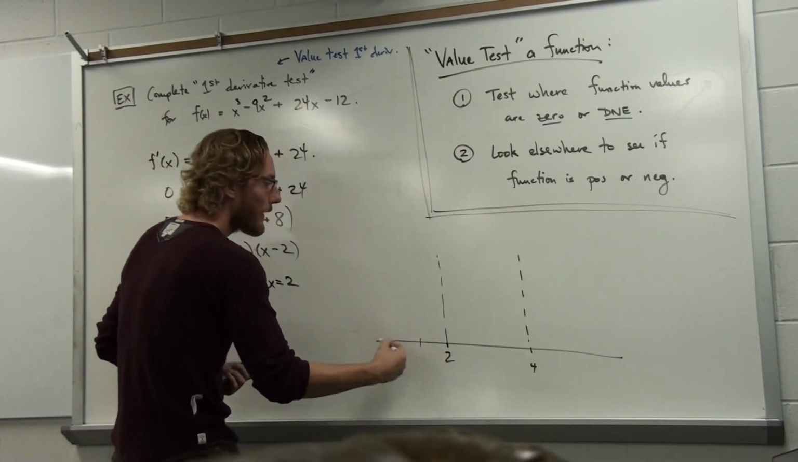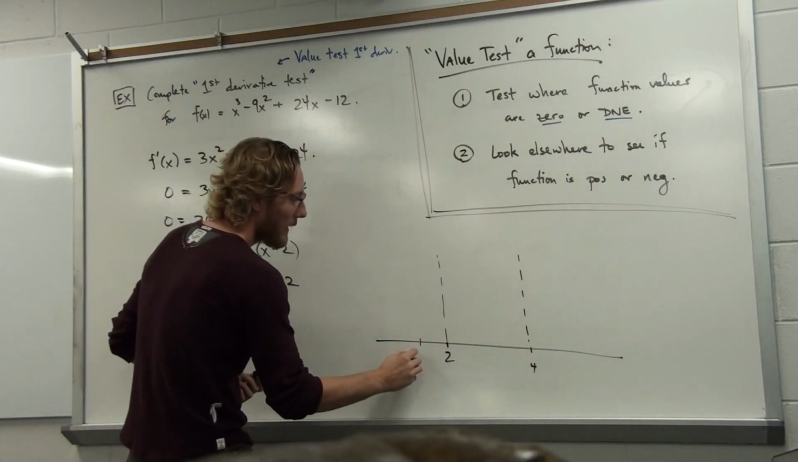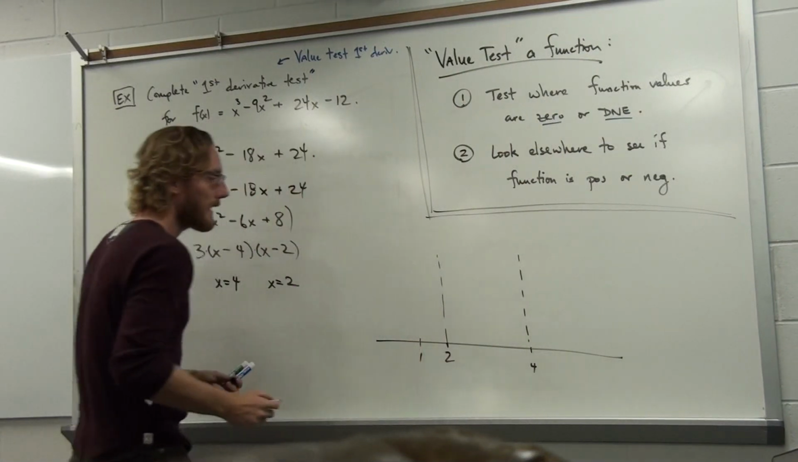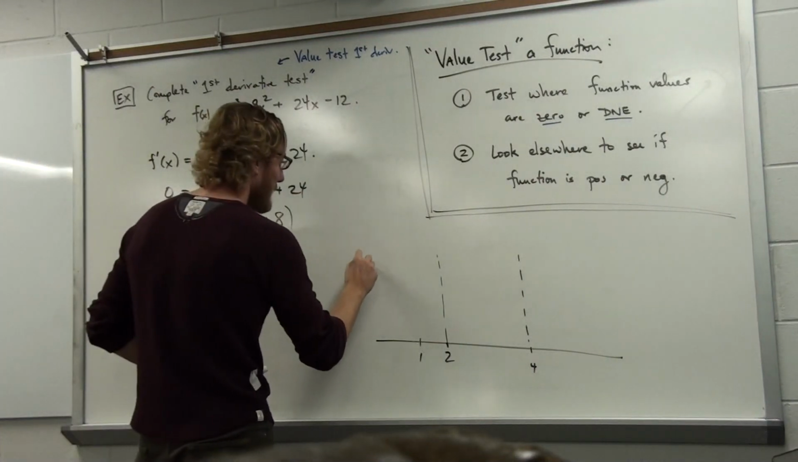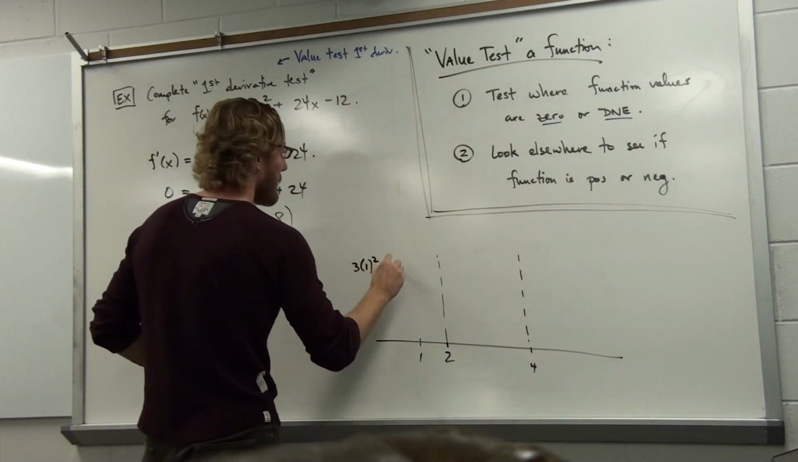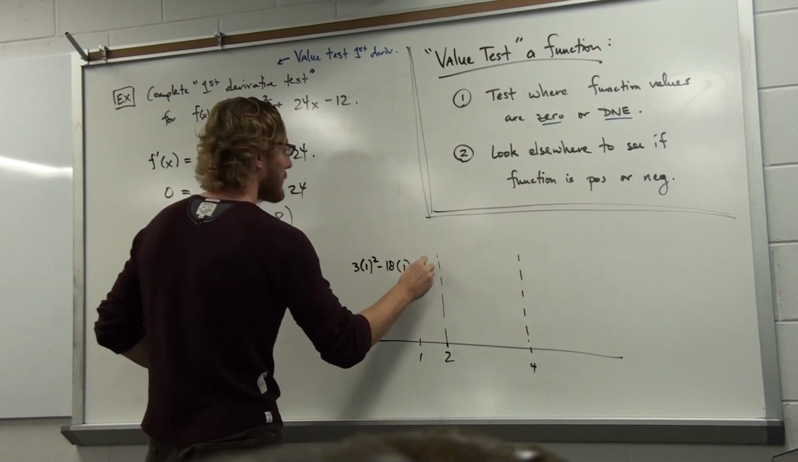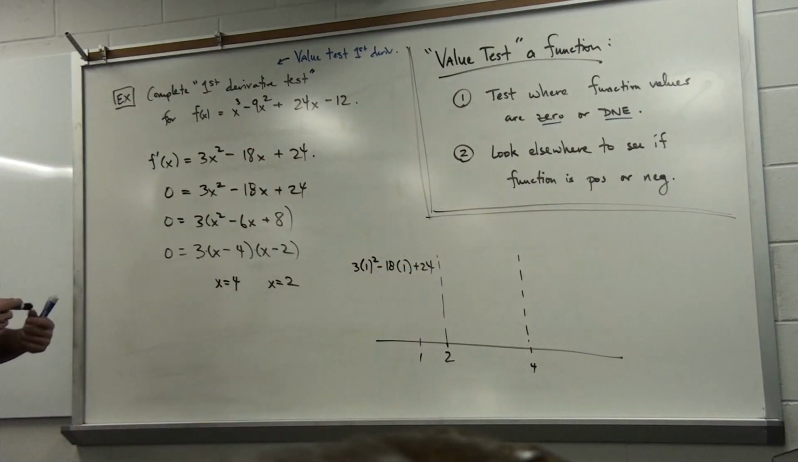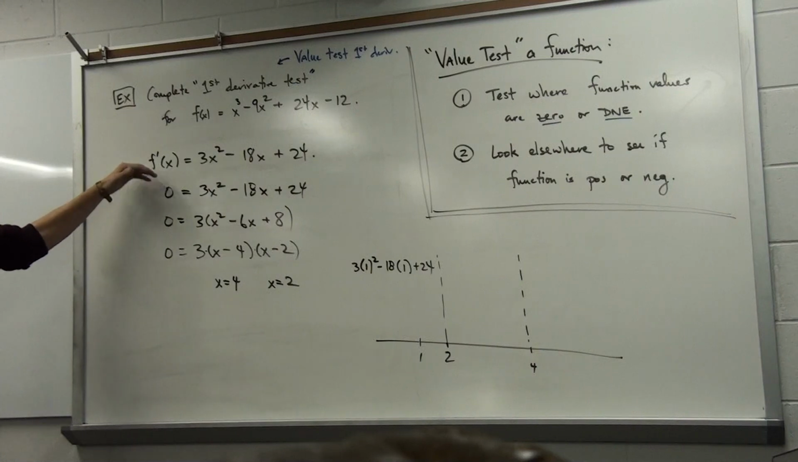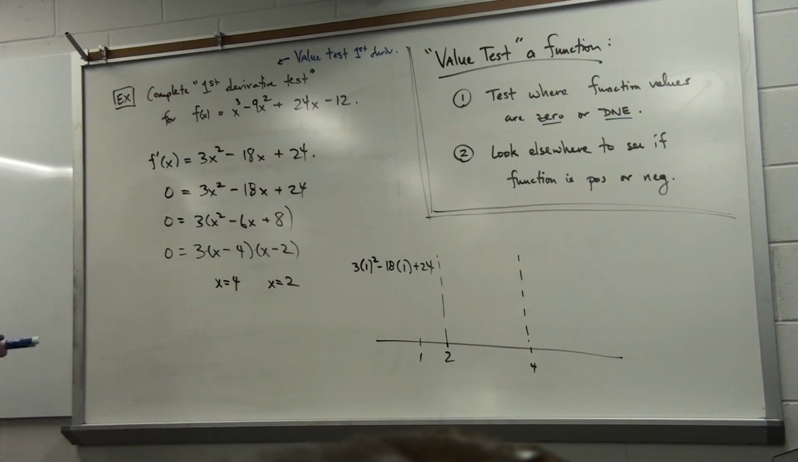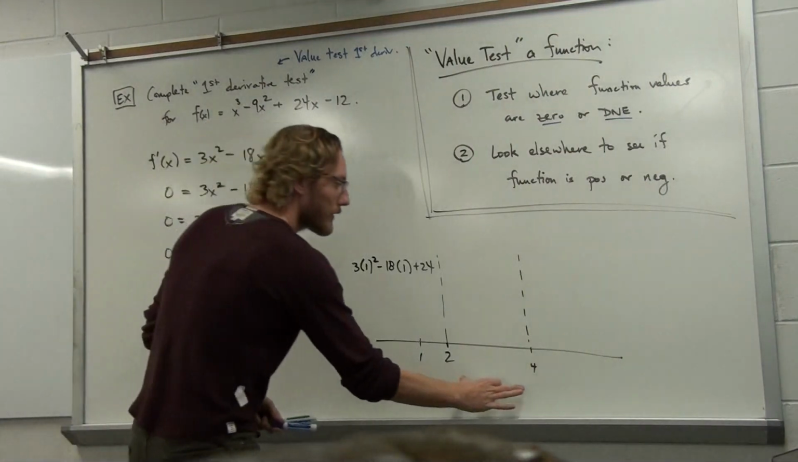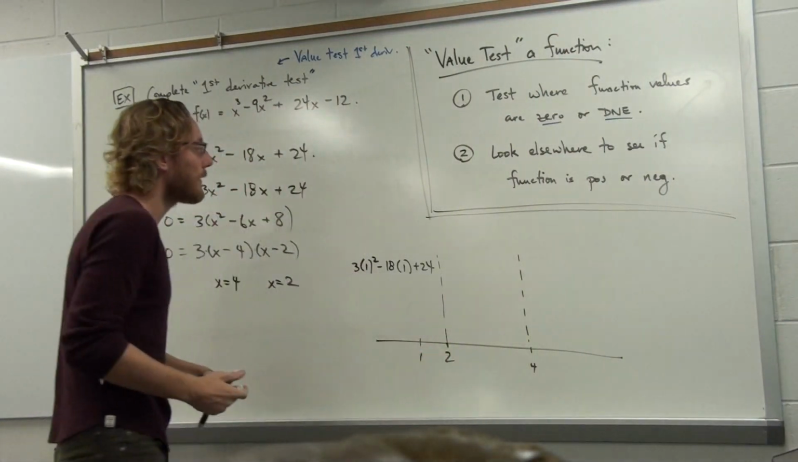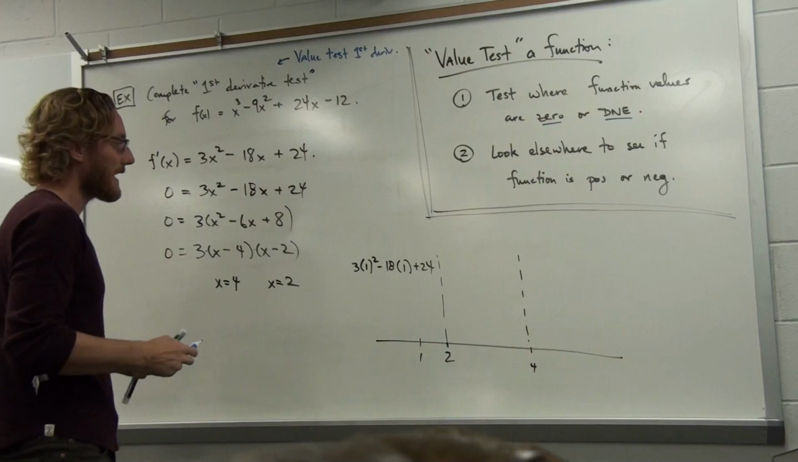So let's take a value to the left of 2. Let's take the value 1, it's nearby, I suppose. So we could look at 3 times 1 squared minus 18 times 1 plus 24. Note, we were testing our first derivative, right? This is the first derivative test. So ultimately, we are now testing the first derivative value at 1. We know the first derivative value is 0 at 2 and 4. Let's see what the first derivative value is at 1.